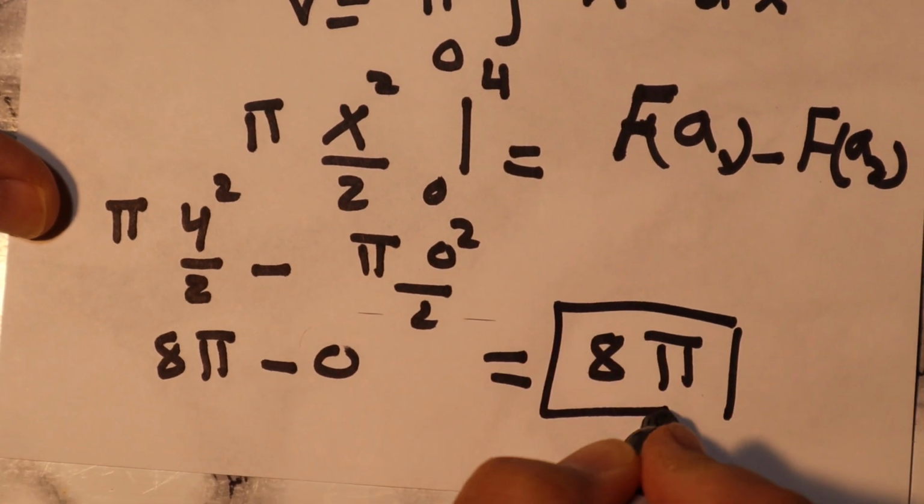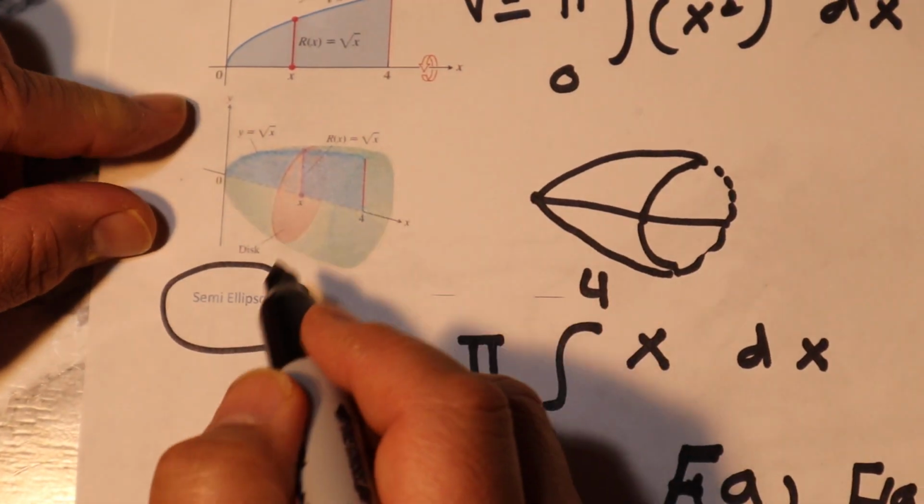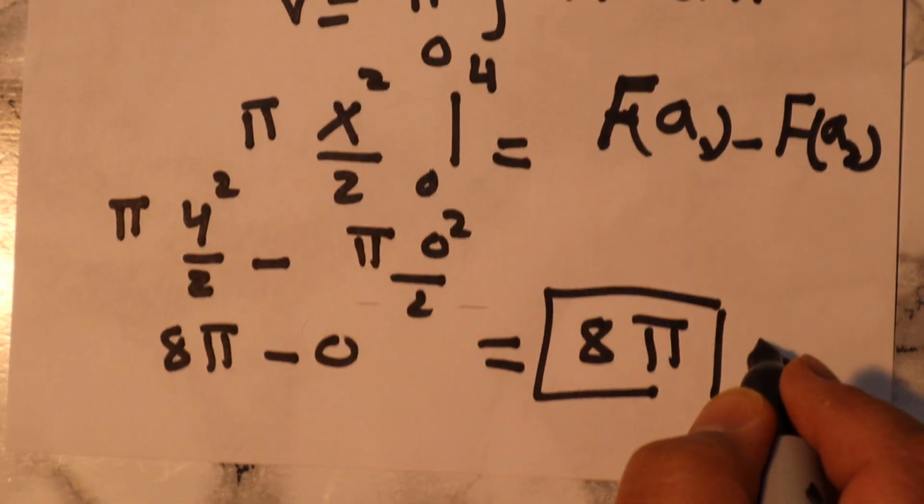So the volume of this figure, we call it a semi-ellipsoid, is 8 pi units cubed.